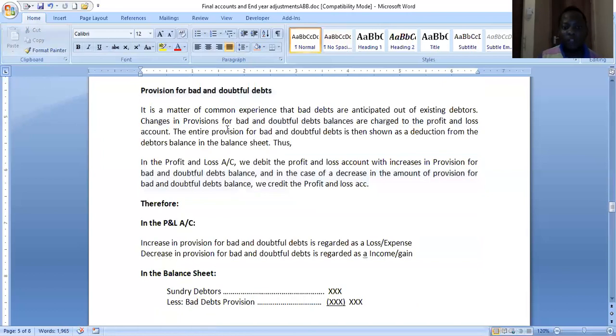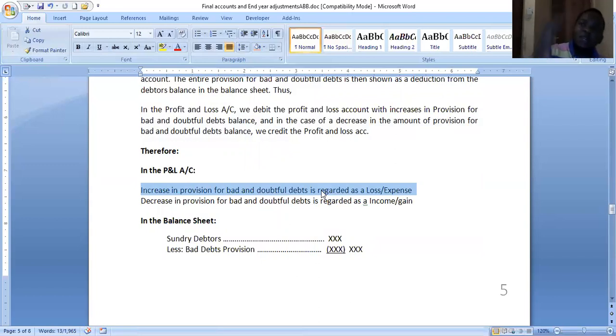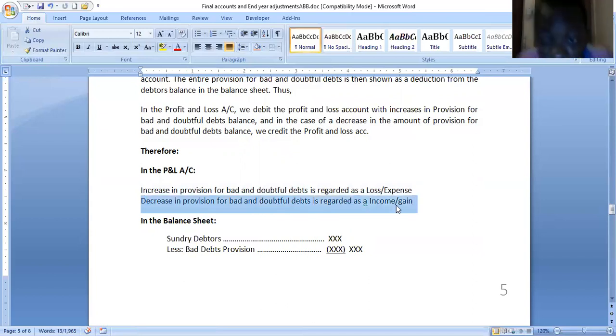So how do we treat the provision for bad and doubtful debt? The duality concept still applies. So in the profit and loss account, the increase in provision for bad and doubtful debt is regarded as an expense or loss to the business. So if the provision increases, we treat it as a loss to the business. It should be shown under the expenses in the profit and loss account. And if there's a decrease in the provision for bad and doubtful debt, it should be shown as an income in the profit and loss account.